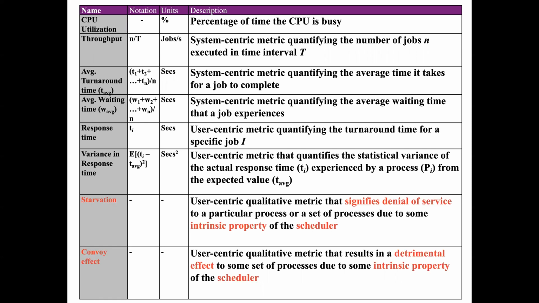And when we think about appropriate metrics for starvation and convoy effect, you want to keep in mind starvation is going to signify denial of service, and it's due to intrinsic properties of the scheduler. The convoy effect is going to relate to detrimental effects due to intrinsic properties of the scheduler. And these are both qualitative metrics that can be utilized.